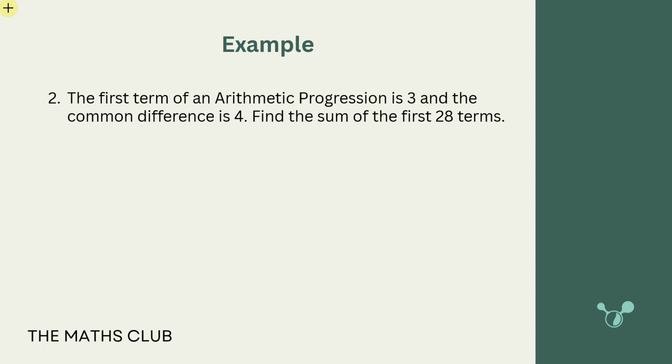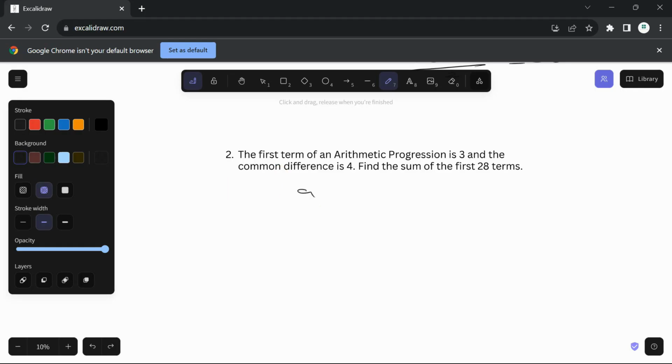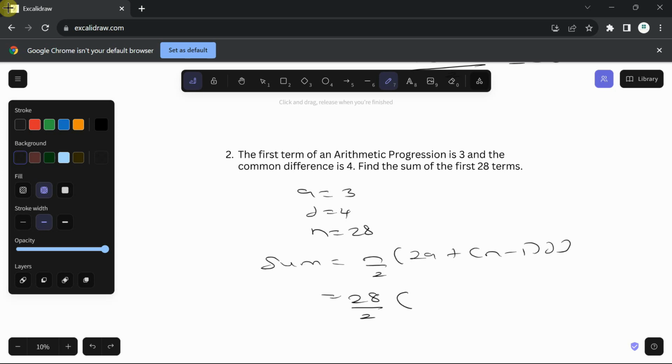The next question says that if the first term of an arithmetic progression is 3 and the common difference is 4, find the sum of the first 28 terms. Great. So in this question, we know that a is 3, d is 4, and the number of terms we should find is the first 28 terms. We don't have the last term, so we have to use the second formula, which is sum is equal to n divided by 2 open bracket 2a plus (n minus 1) d, right? So our n here is 28, so 28 divided by 2. If I open this bracket, the 2a will be 2 times 3, plus the n here is 28, so that is 28 minus 1, multiplied by the d here, which is 4, right?